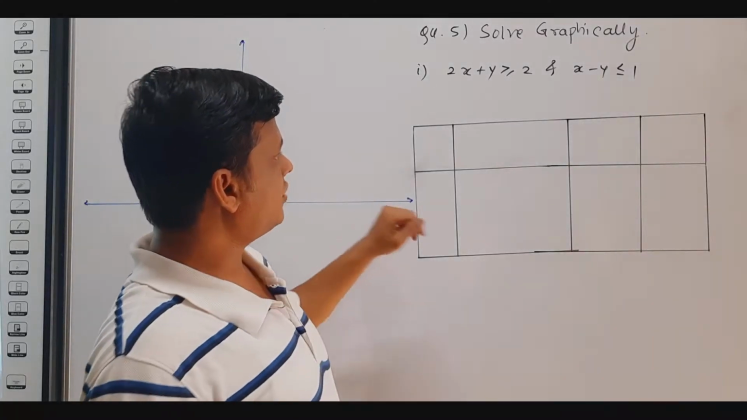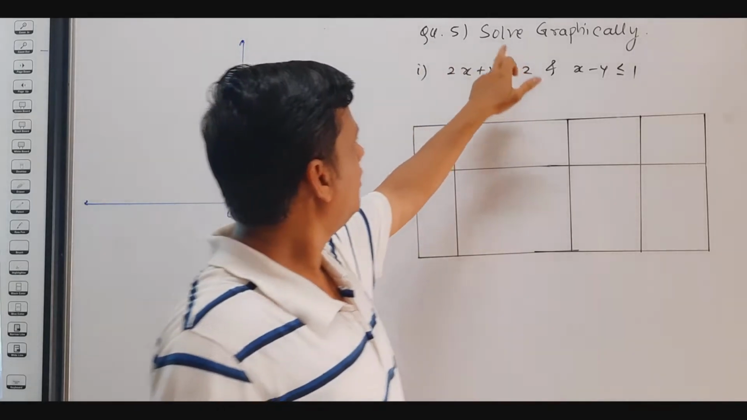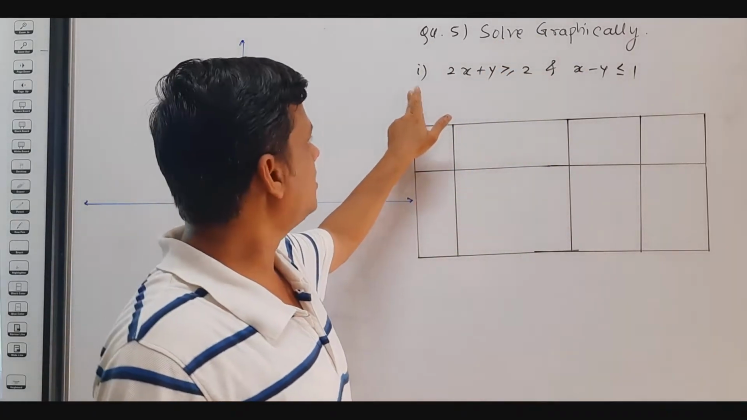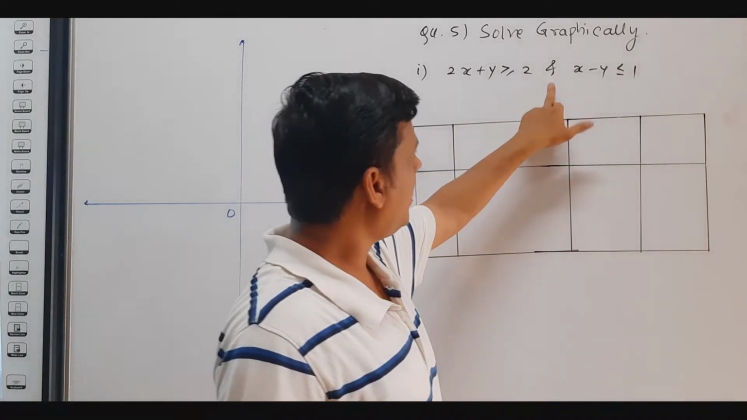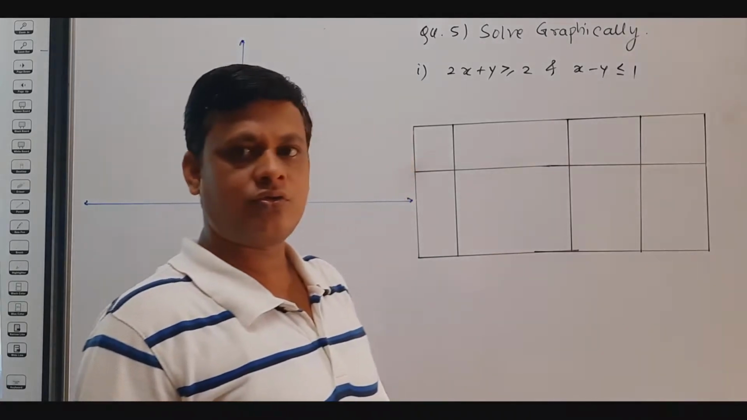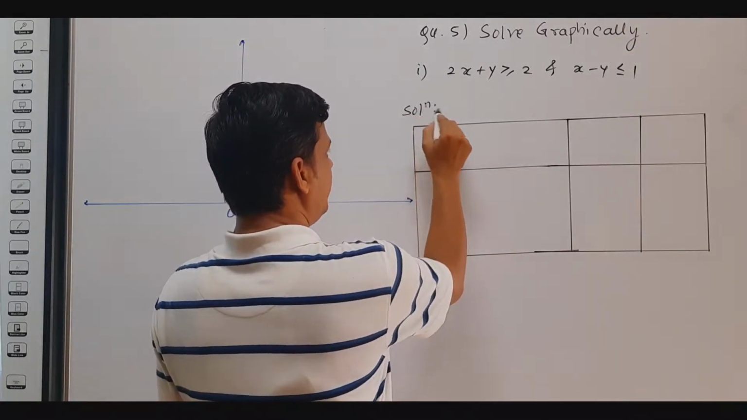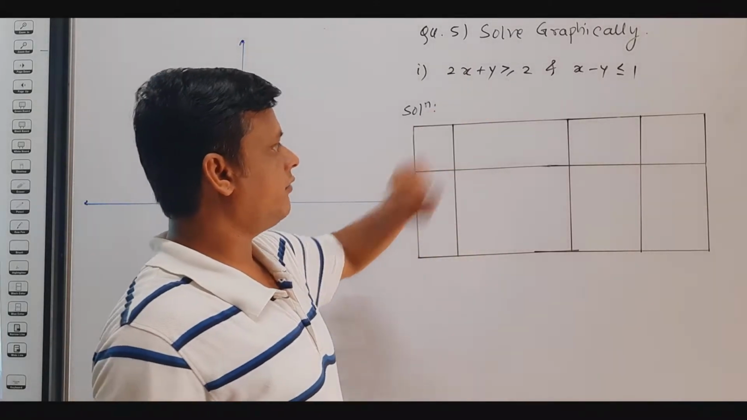Now next question from exercise 7.1. Solve graphically, first sub-question: 2x plus y greater than or equal to 2 and x minus y less than or equal to 1. So in the solution, we first write the equations of lines from these inequations.